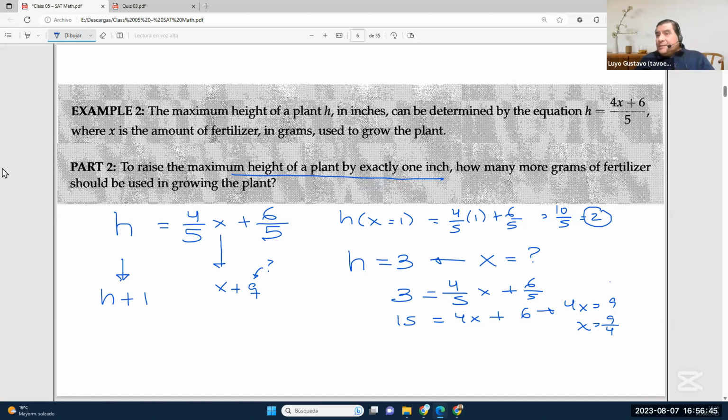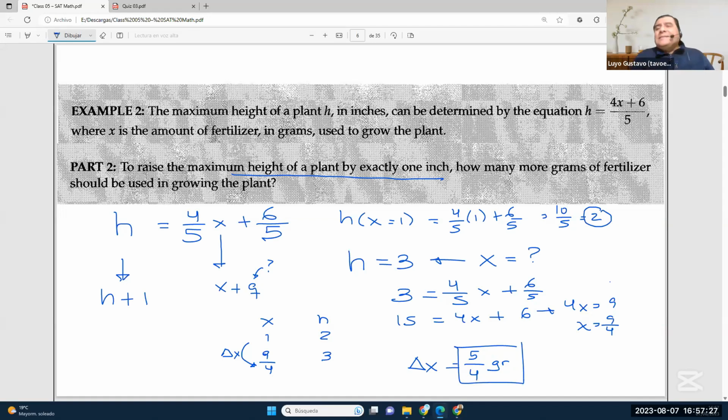Originally, for this height of 2, what we used of fertilizer was 1 gram. But for a height 1 inch higher, the amount of fertilizer is 9/4. So what is this increase? What is our delta in the amount of fertilizer? The difference, right? 9/4 take away 1, that value is exactly 5/4. And that's the answer to the question. That is 5/4 grams of fertilizer.